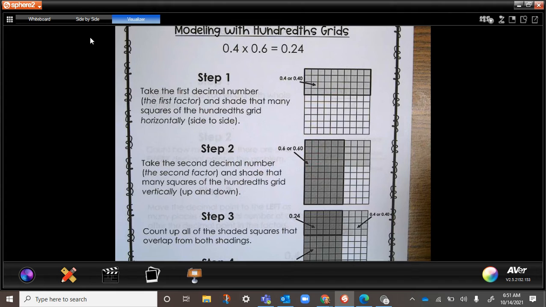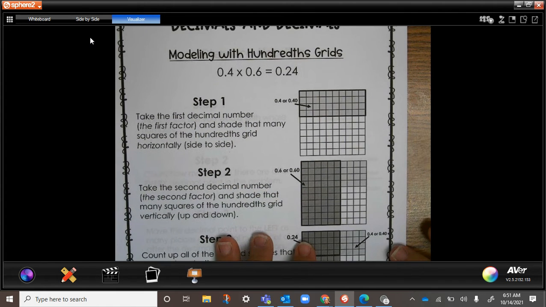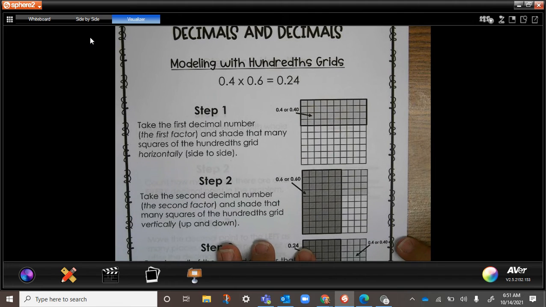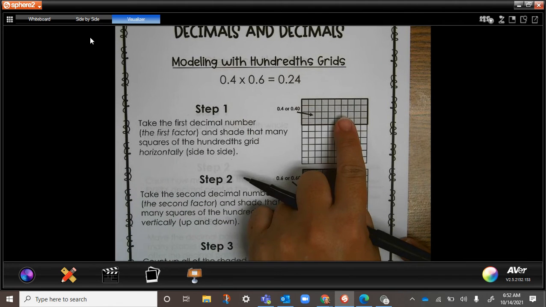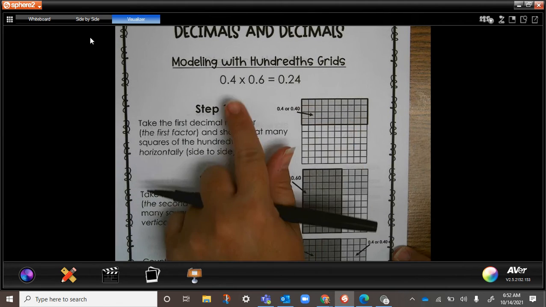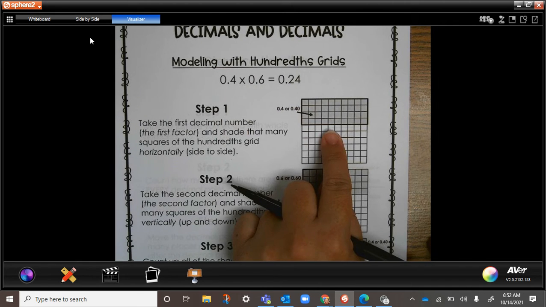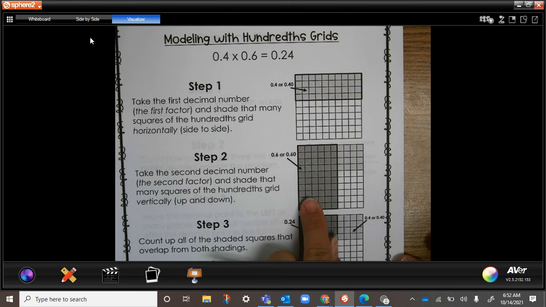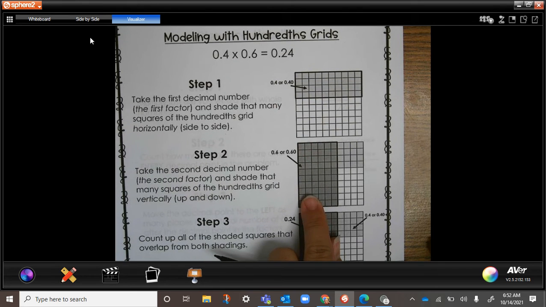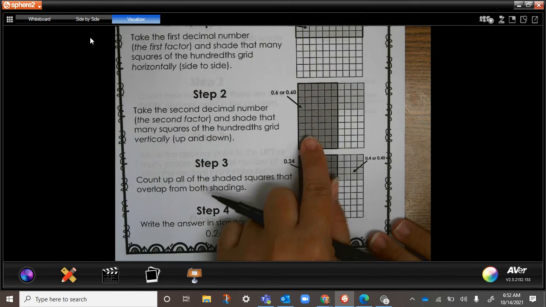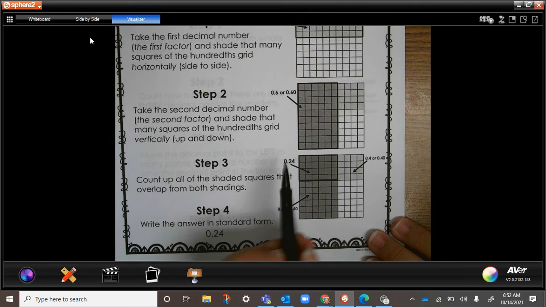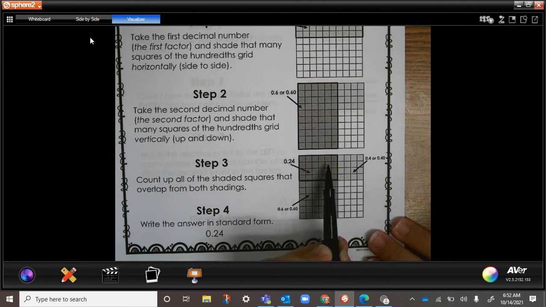All right, and then here, this is just another example of modeling with hundreds grids. So here, I'm going to take my first decimal. Here's what I'm multiplying, 4/10 and 6/10. I'm going to draw the 4/10. I'm going to draw the 6/10 or 60 hundredths. I'm going to find where they overlap, and that's going to be my answer.